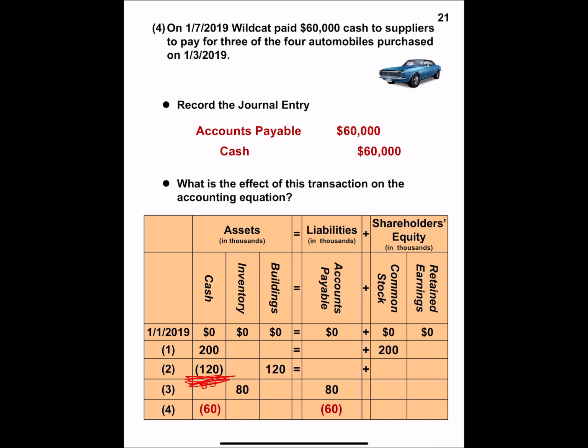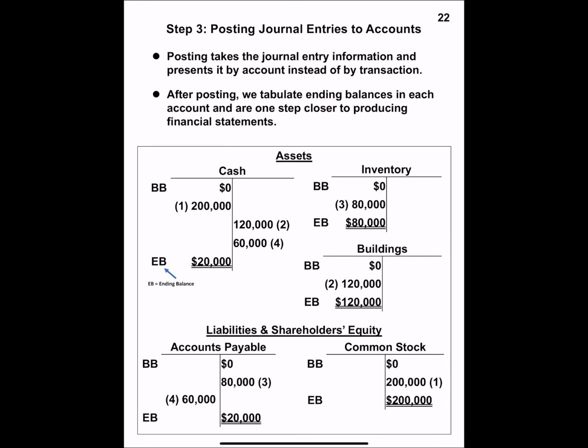And again, let's see what's going on in here. So we're done with our transactions. Let's go to this step, and we see it all completed for us. The idea of posting those journal entries to the specific accounts. So here are the accounts we've dealt with so far. We've seen cash, inventory, accounts payable, buildings, and common stock. Those are the accounts that Wildcat Auto has dealt with so far.